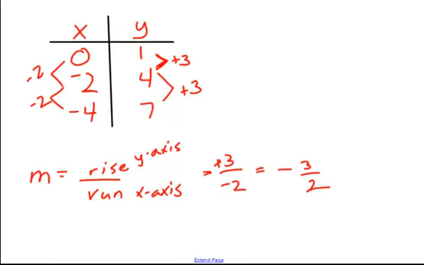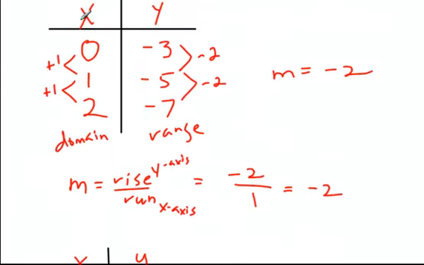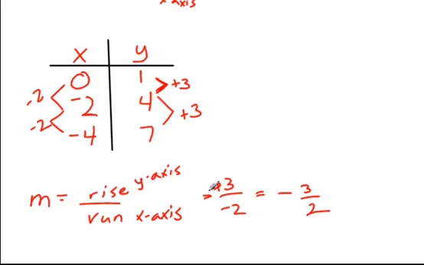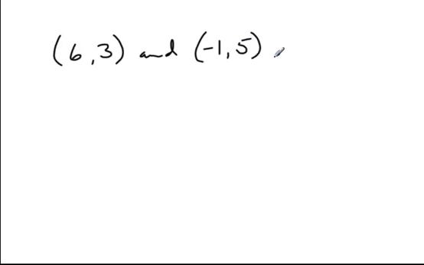So remember, if I'm just adding by ones in the x column, our pattern of y's is our slope. But it's best to use rise over run, no matter what you're doing. Okay? Now, that's going to help us on our next thing, because now I'm going to give you 2 points, (6, 3) and (-1, 5). I want you to find the slope between those 2 points.